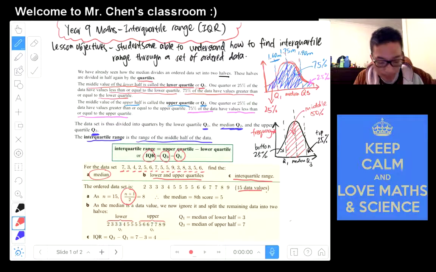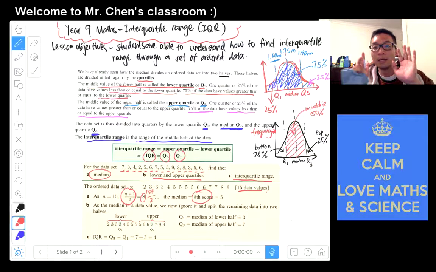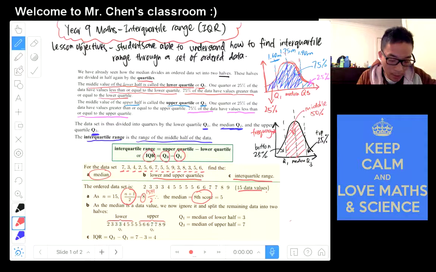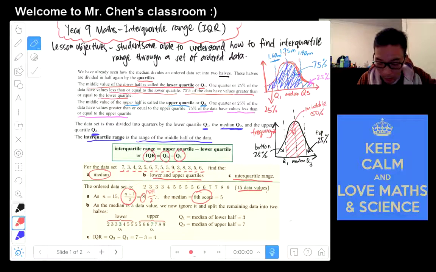But to get that 100% correct, you use n plus 1 divided by 2, which is 15 plus 1 divided by 2, which is 16 divided by 2, which is 8. The number is not actually 8, it's the 8th. The 8th score is your answer. So you go here and count 1, 2, 3, 4, 5, 6, 7, 8. That's the 8th number, which is 5.